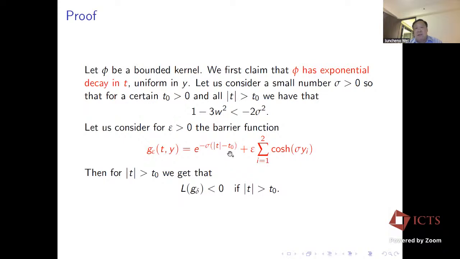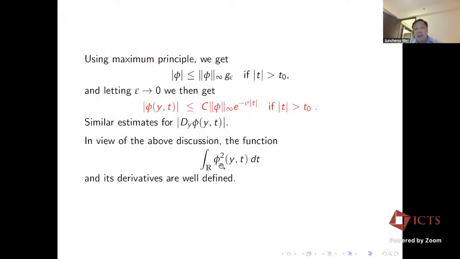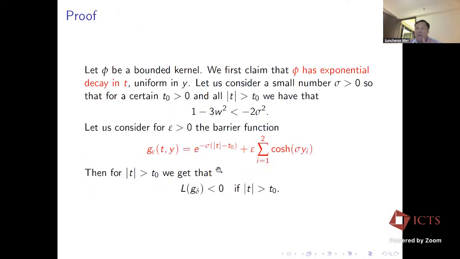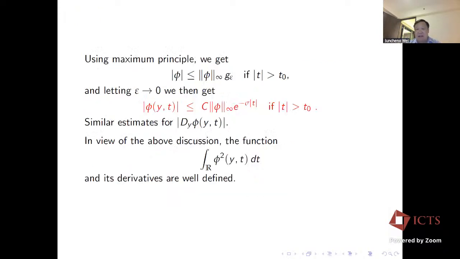Here we use a barrier. We use this type of barrier function, and we can show that the solution has exponential decay away in t. So with this exponential decay, we can integrate in the t direction, and the L2 norm is well defined. Because at the beginning, we only assume it's bounded, but now we show that the solution actually has exponential decay in the t direction. So we can do the L2 norm in the t direction. And this is the point.